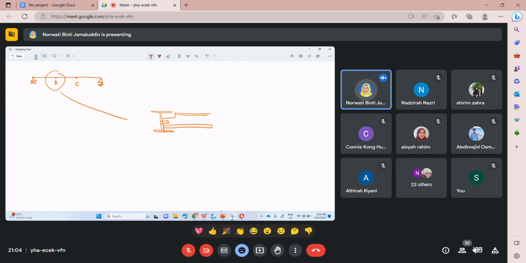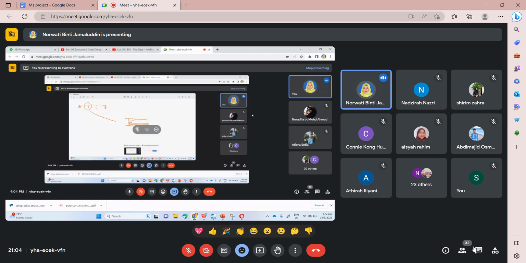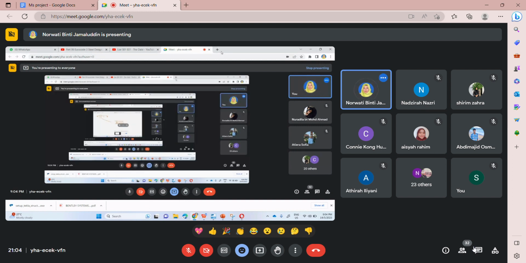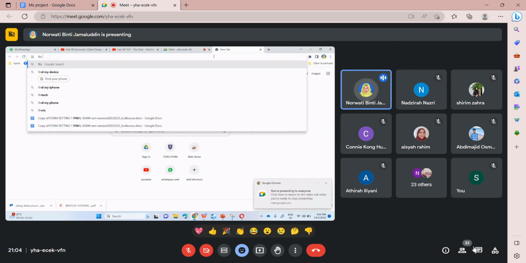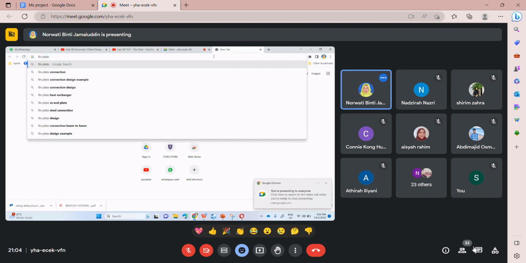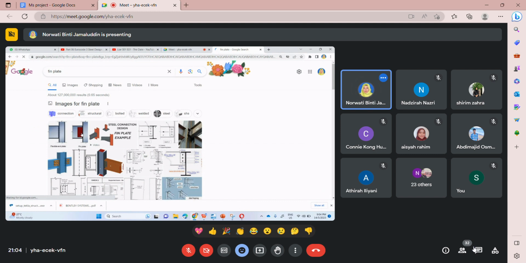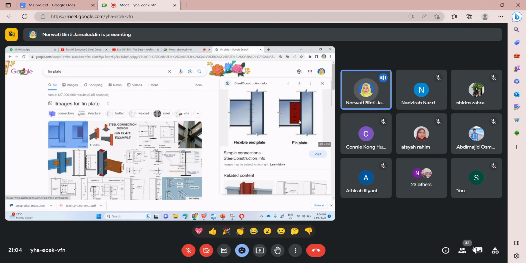This is fin plate. Fin, maksudnya apa? Apa ikan punya fin tu apa? Sirip. Sirip. Okay, fin plate. This is fin plate. Nampak? This is fin plate.